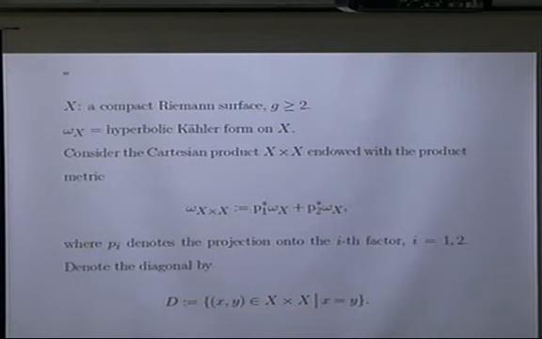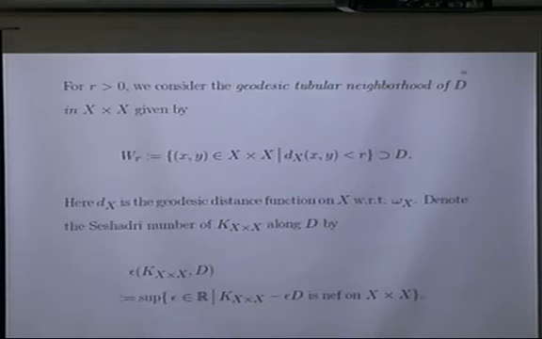Now for each R, you consider a tubular neighborhood of the diagonal in X cross X, W_R, which consists of those points (x,y) in the Cartesian product such that d(x,y) is less than R. Of course it contains the diagonal. The picture is simple. Here you have X cross X, and you have the diagonal, and schematically you take a tubular neighborhood like this. This is W_R.